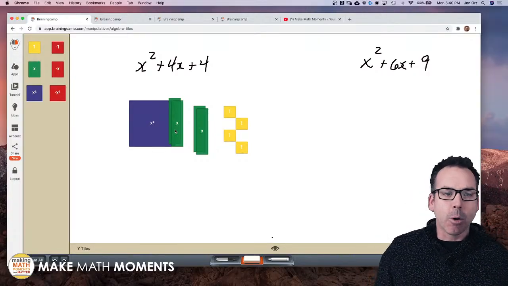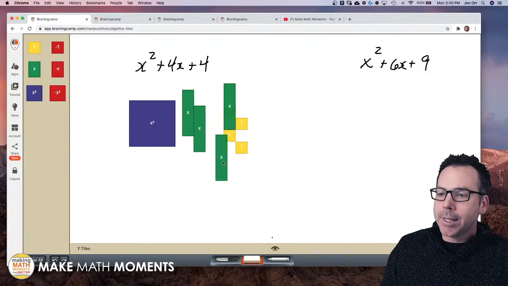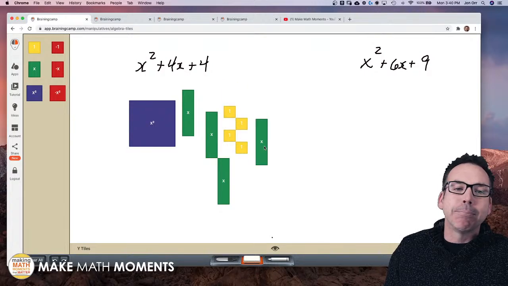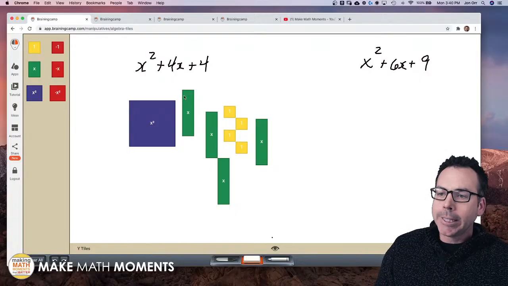You can make a rectangle here, or in this case, we want to make a square. And if we can make a square with these tiles, you will find that you have just completed the square. That's the beauty of the visualness of completing the square.